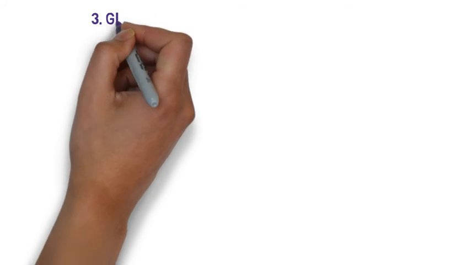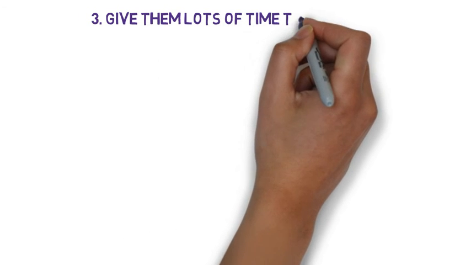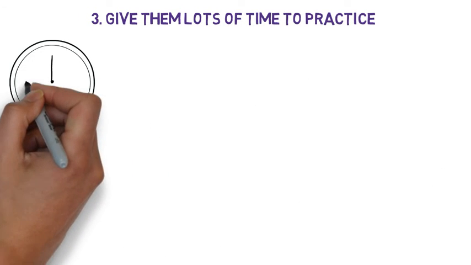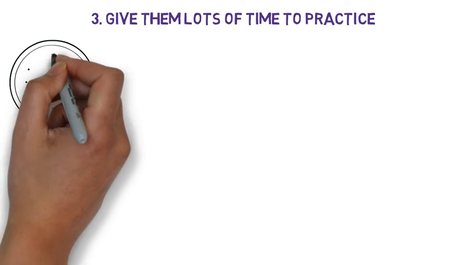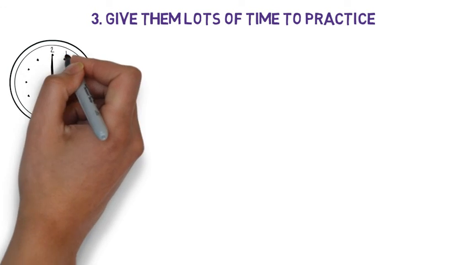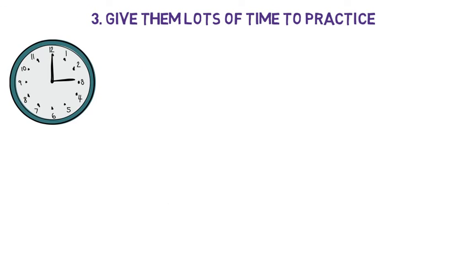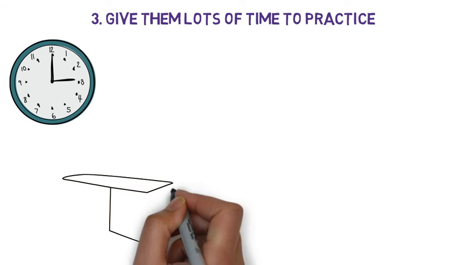Third, give them lots of time to practice. In ESL beginner lessons, you cannot expect your students to get it immediately. You need to provide lots of examples, check for understanding, and then ensure that your class has enough time to practice what you have just taught them.